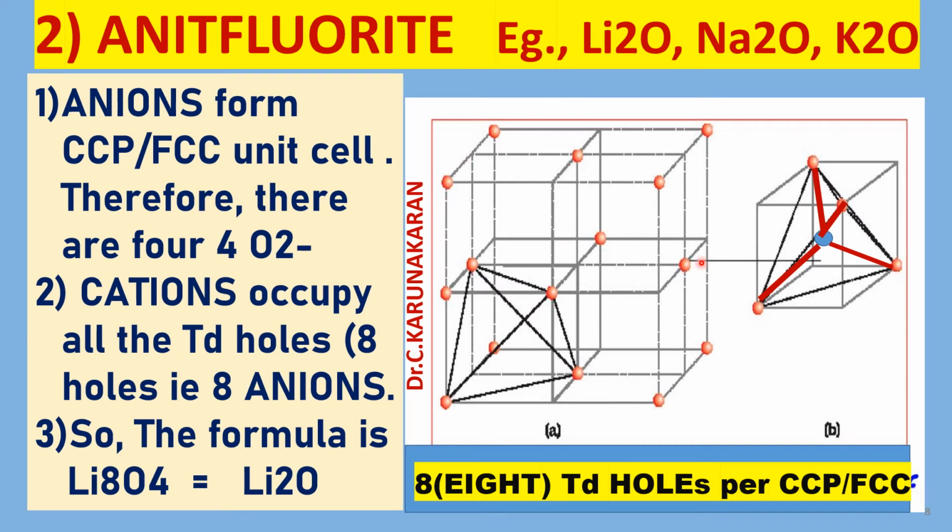So same as before, anions form the FCC unit cell structure. Therefore, there are 4 oxide ions. Cations occupy all the tetrahedral holes. Therefore, 8, and also 2. This is 1:2. Therefore, Li should occupy all the tetrahedral holes. So the formula is Li8O4. After taking the ratio, it is A2B type. This is of A2B type.